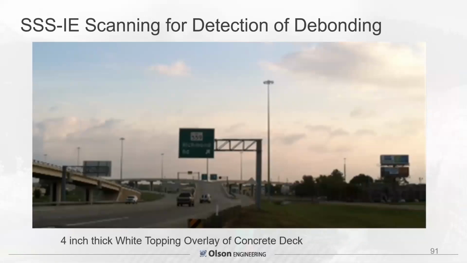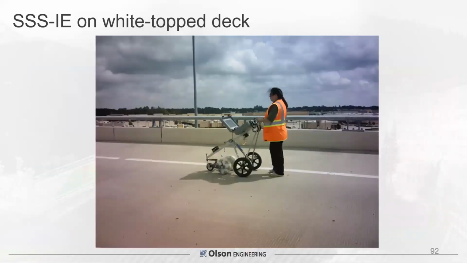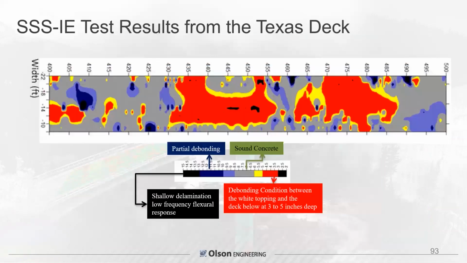So the scanning for detection of debonding, this is a 4-inch white topping overlay. And here we are pushing the scanner along. 1-foot grid. We found areas of debonding conditions between the white topping and red. Shallow delaminations, low frequency flexural responses showed up even shallower than the 4-inch thickness of the white topping, as well as sound concrete and some partial debonding in these colors. So this was mapped out on this deck.